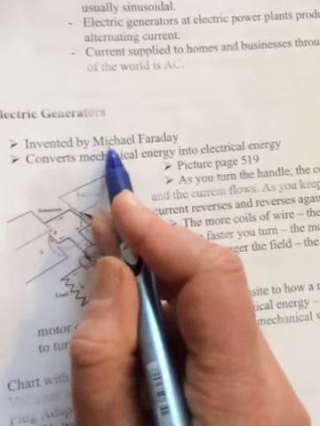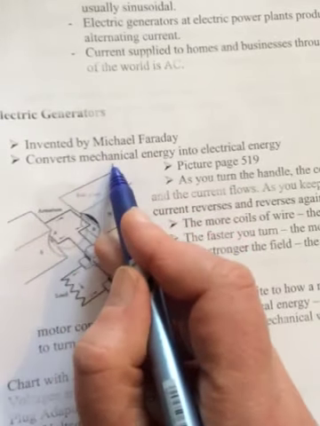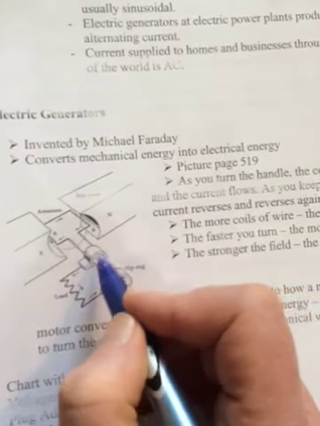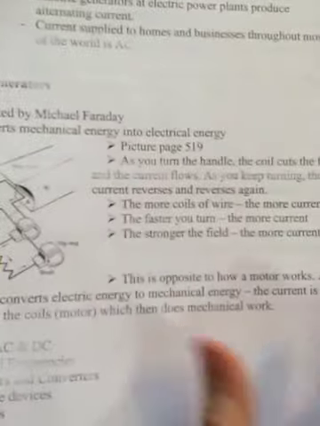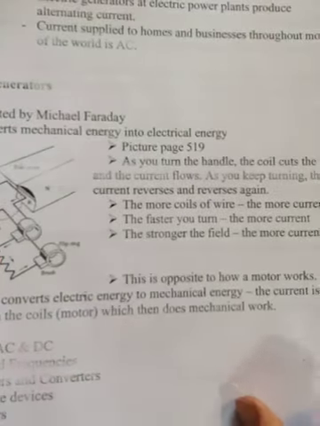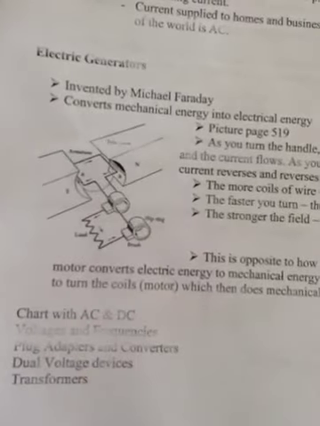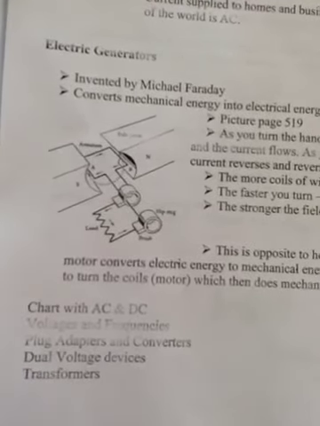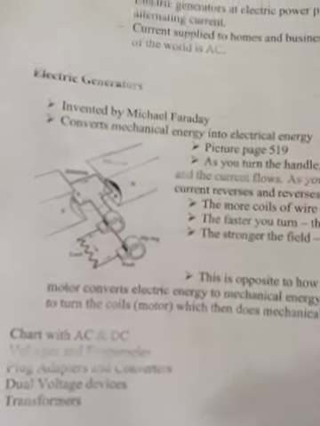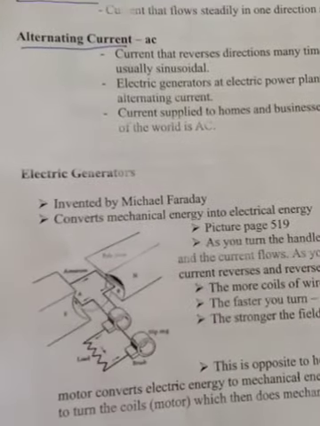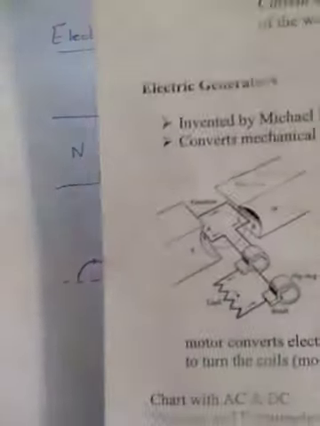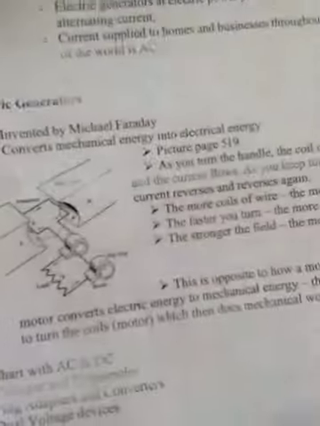So a generator, invented by Michael Faraday, converts mechanical energy to electrical energy. Okay? It's the opposite of a motor. A motor takes electrical energy and converts it into mechanical. If you think of any motor you have, you plug it in, you use electrical energy, and it converts to mechanical. Okay? So that's an electric generator, and it's how we get AC as opposed to DC. Alternating current as opposed to direct current.